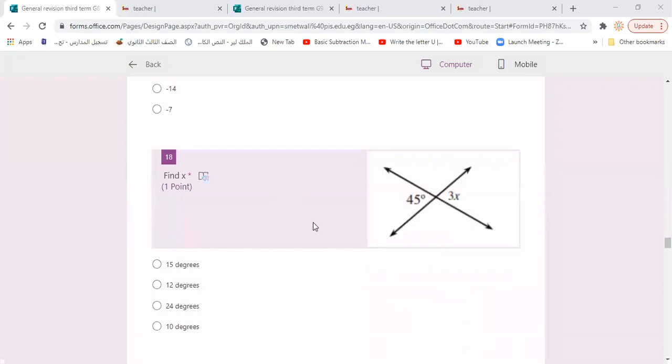Next question: what is the relation between those two angles? What is the relation between those two angles now? Supplementary? No, they are not supplementary. Vertical. Yes.